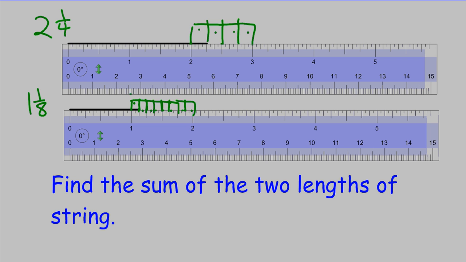And when you add those together, you should get, let's see, I'll just put them together. And your answer should be, it looks like 3 and 3/8. Simply put the strings together. See if you can solve that one mathematically, though.